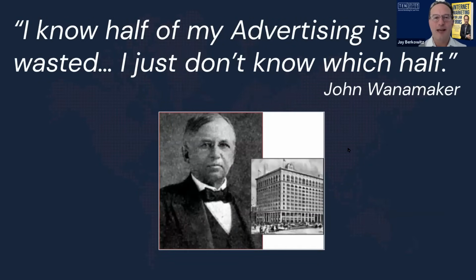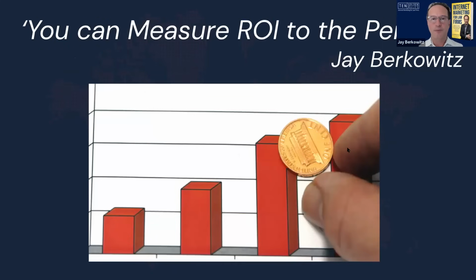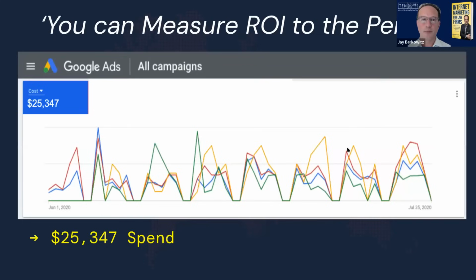John Wanamaker said it best. He said, I know half my advertising's wasted. I just don't know which half. So back in the early turn of the 1900s, he had department stores and he was doing advertising. Again, he knew it worked, he just didn't know what worked, and he knew half of it was not working. So the beauty of the internet is you can measure your return on investment, your ROI, to the penny.